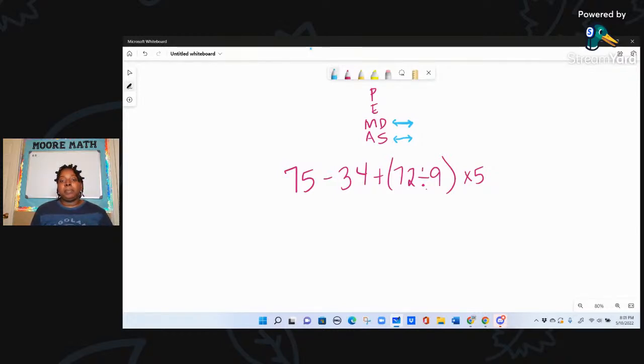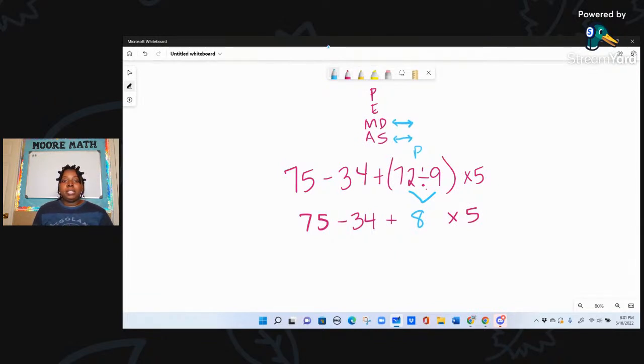So parentheses is first. I see parentheses right here. So what's in the parentheses? 72 divided by 9. 72 divided by 9 is 8. Okay. The other hard thing is you just got a lot happening right here. So I always teach my students to just make your work as neat as possible. Work on one thing at a time so that you don't leave out any numbers, okay?